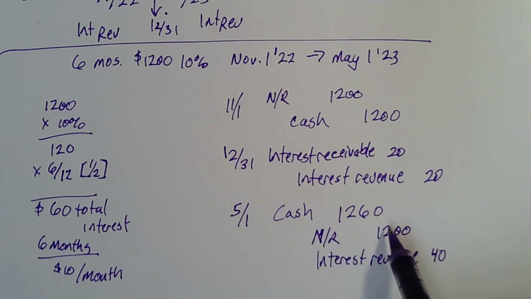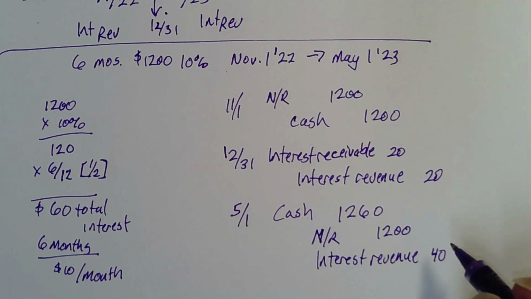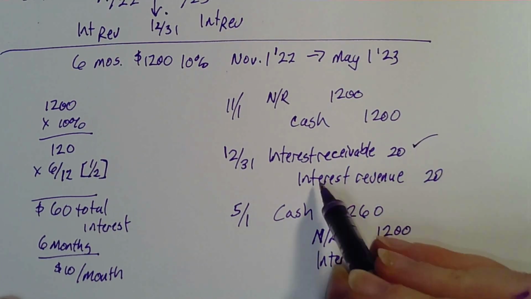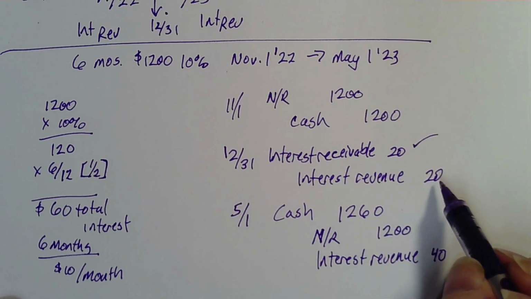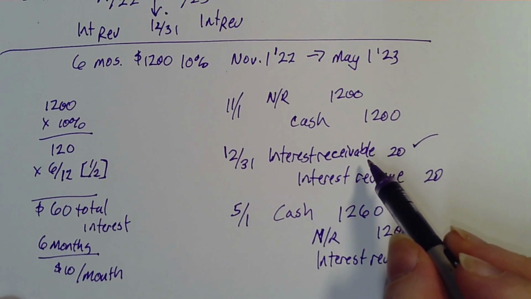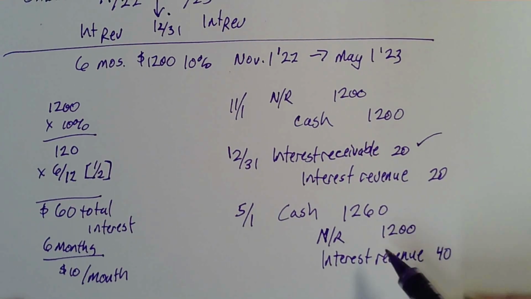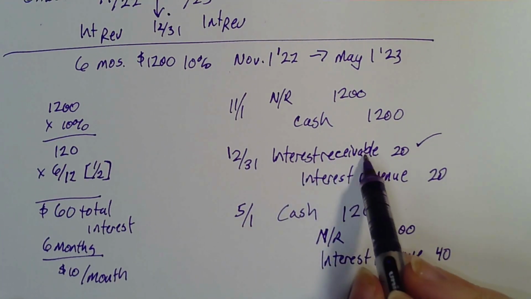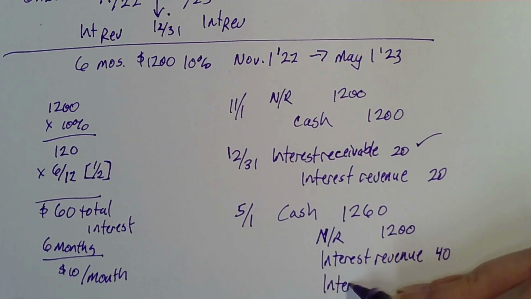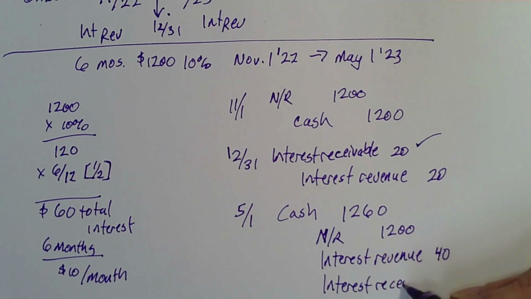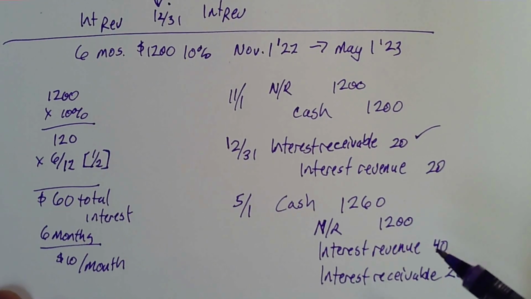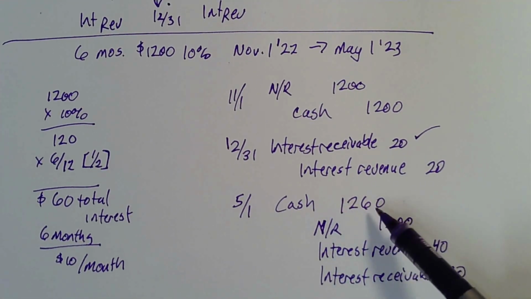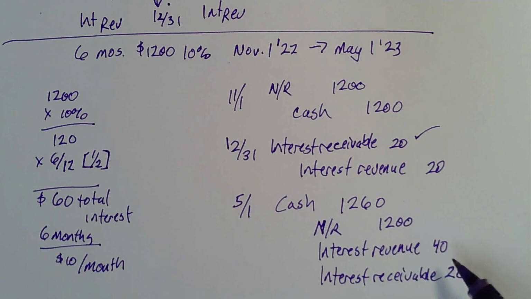Well, these don't quite add up yet, right? We've got a debit of $1,260 and we've got 2 credits totaling $1,240. Well, where's this other 20 going to come from? Well, from here. Remember, at the end of last year, we recognized $20 of revenue, but it had not been paid yet. Well, here it is being paid, so we need to not only cancel out this notes receivable, we need to cancel out this interest receivable. And now our debits and our credits are equal, right? $1,260 in cash, $1,200 from the notes receivable, 40 of interest revenue, and 20 from the interest receivable.